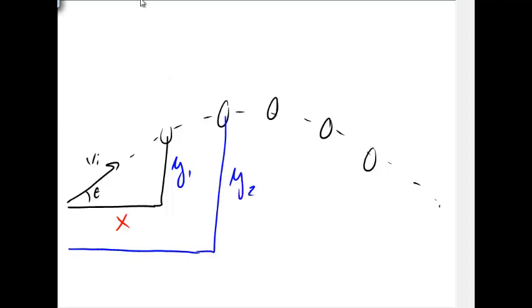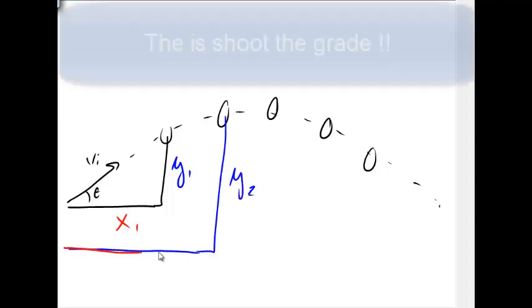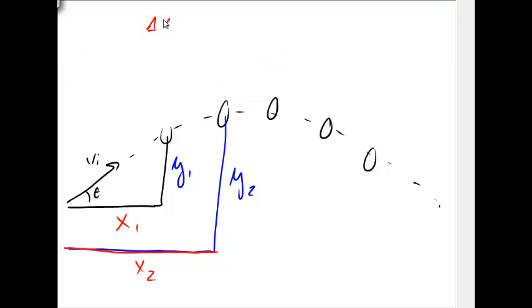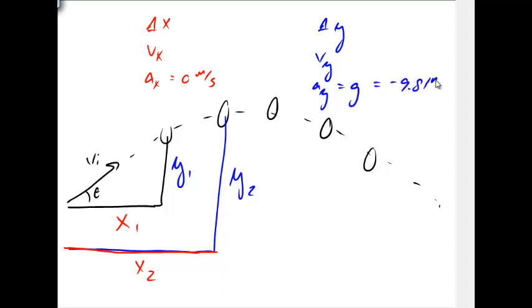This is Y1, that's Y2, that's X1, this is X2 for the second ring, etc., etc., etc. You have the ability to do that because we just showed you how to find delta X and Vx, and we know that this is 0. And we just showed you how to find delta Y and Vy, and we know that this is 0, or we know that this is negative 9.81 meters per second squared.